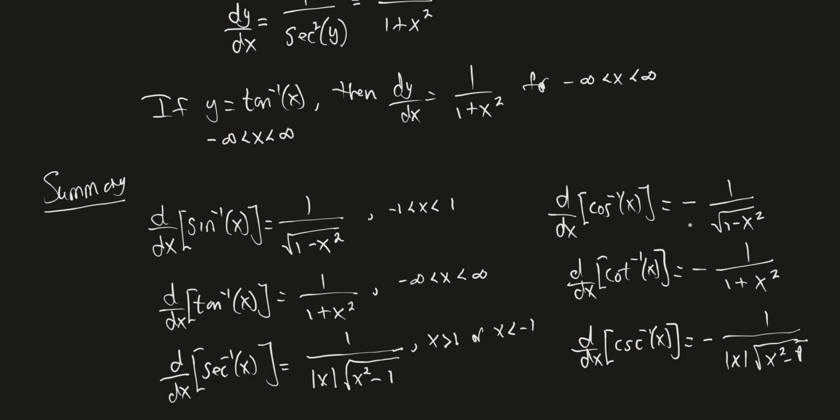And if you're wondering why the negatives come up, well, the trick for these would be very similar. We would work with, for instance here, the cosine of y, and that would be equal to x.